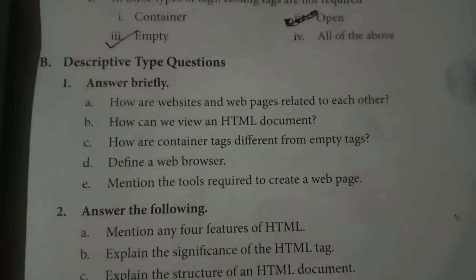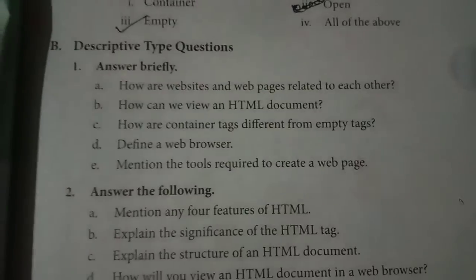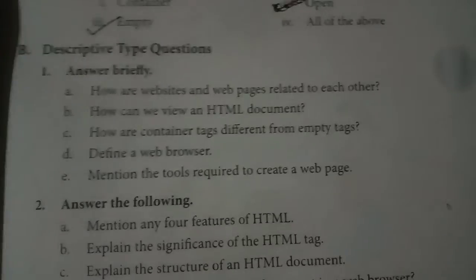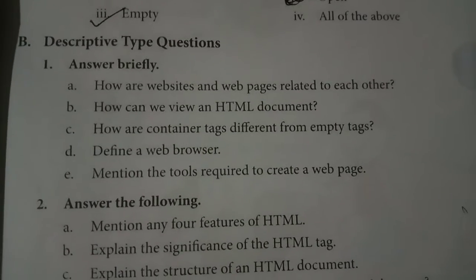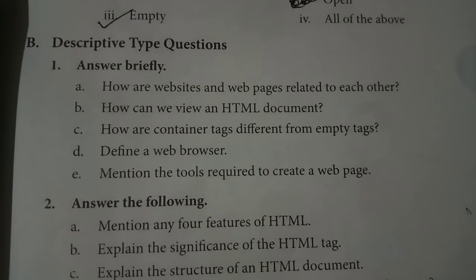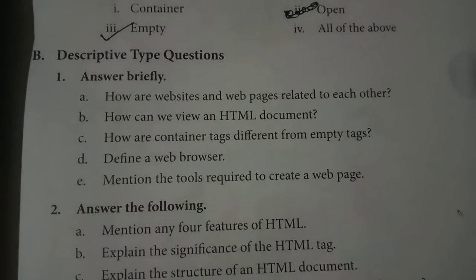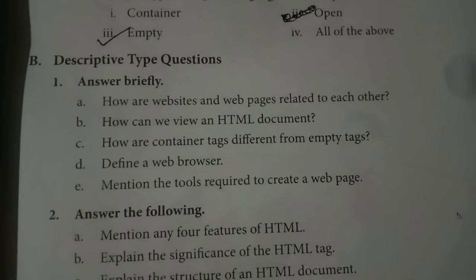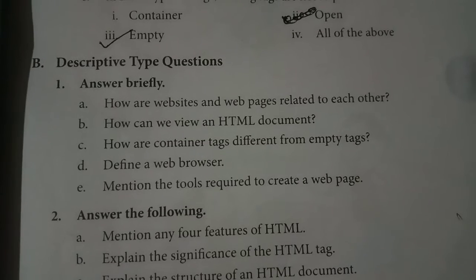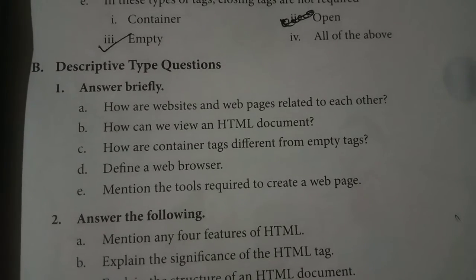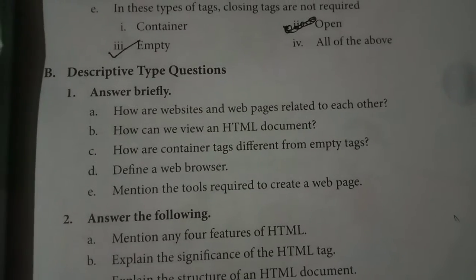The fourth question: define a web browser. All of you know the meaning of web browser. Who all are the web browsers? Internet Explorer, Mozilla Firefox, Chrome. They are the web browsers through which we are going to search things. So the answer is: a web browser is used to display and view HTML documents. Example: Internet Explorer, Mozilla Firefox, Chrome.